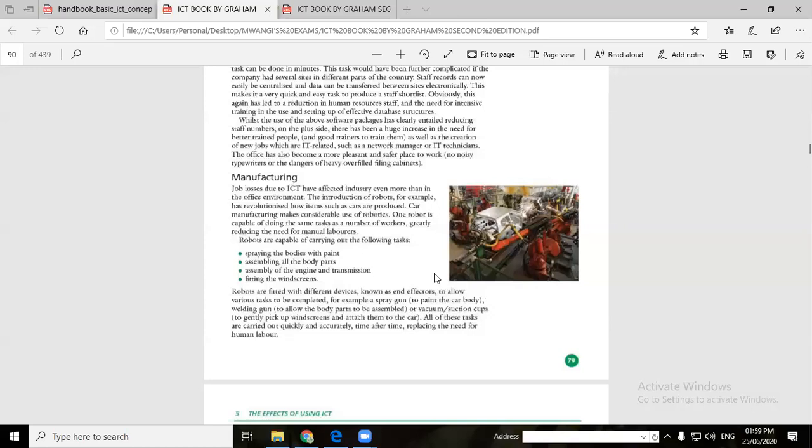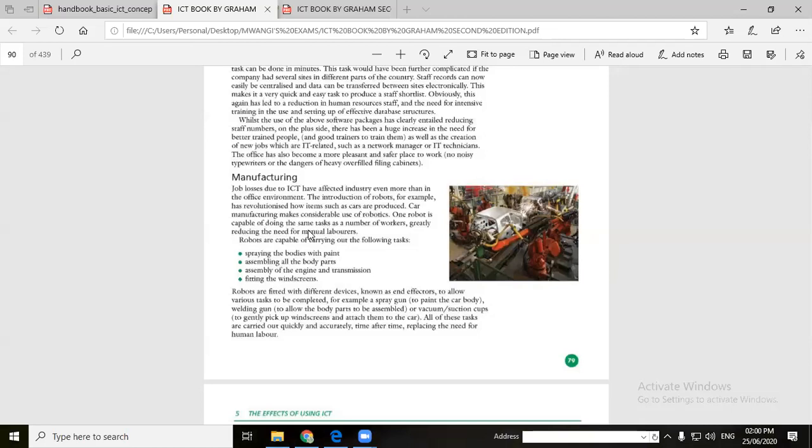And all these jobs that are done in the manufacturing industry, you don't need to risk your lungs by going to spray some chemicals or paint. Instead, use a mechanized sprayer, spraying the bodies with paint. Assembling the body parts of a car, again use ICT or robots. Assembling the engine and transmission, again you need robots. Fitting the windscreen, again you need robots. Now try to imagine if it's a human being involved in assembling a truck or maybe a ship.